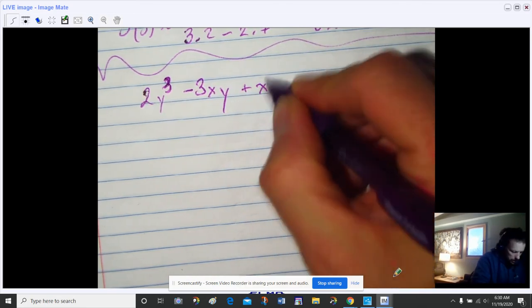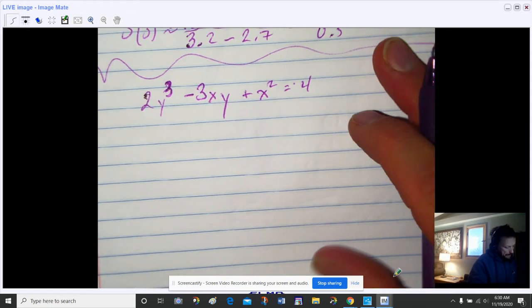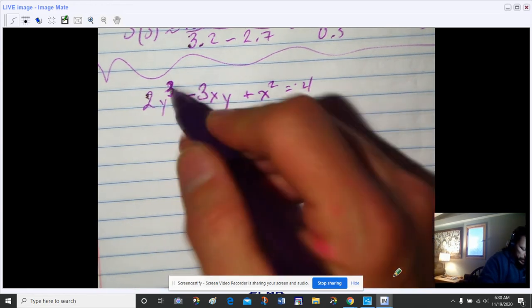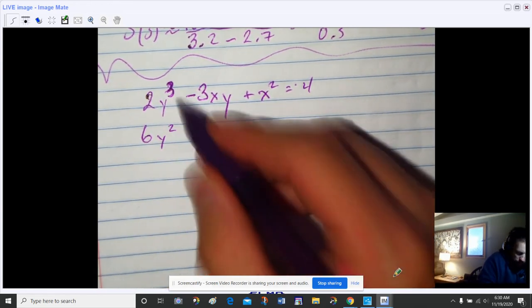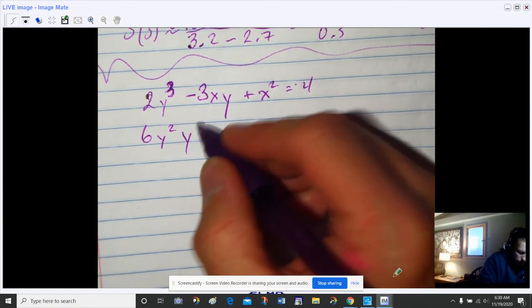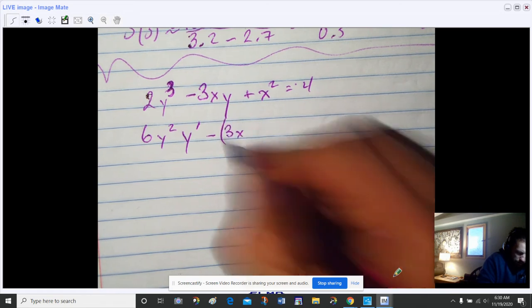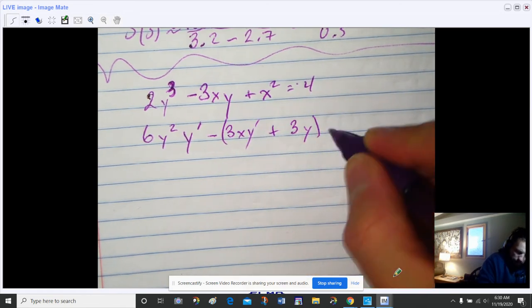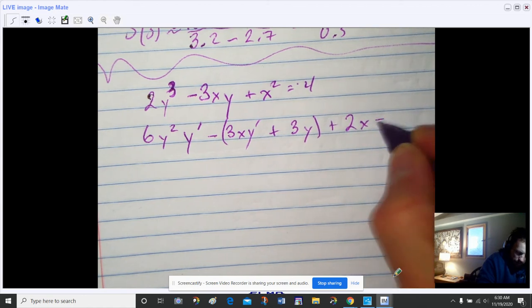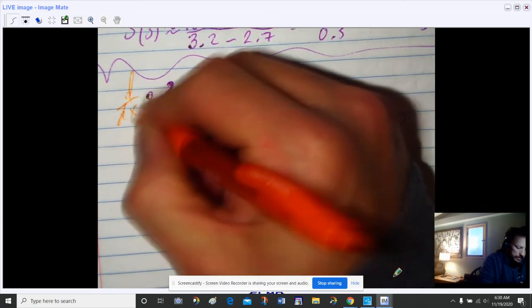Plus x squared equals 4. I've got to find dy over dx. So 3 times 2 is 6y squared, because 3 minus 1 is 2, y prime, minus 3x y prime plus 3y plus 2x equals 0. So we take the derivative with respect to x on both sides.